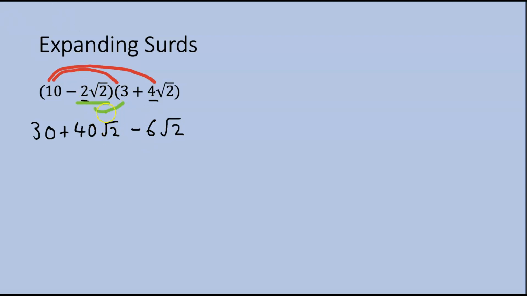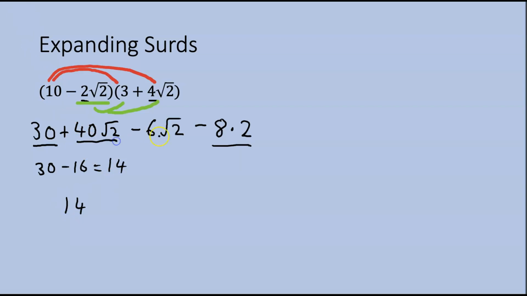And then minus 2 root 2 times 4 root 2. That's going to give me minus 2 times 4 is minus 8. Root 2 times root 2 just gives me 2. So I'm going to write a dot and then just write my 2. Now I simplify everything. 30 take away 8 times 2. That's 30 take away 16. 30 take away 16 gives me 14. So I've got 14 here.